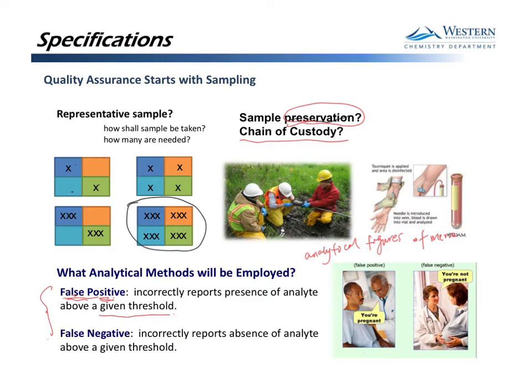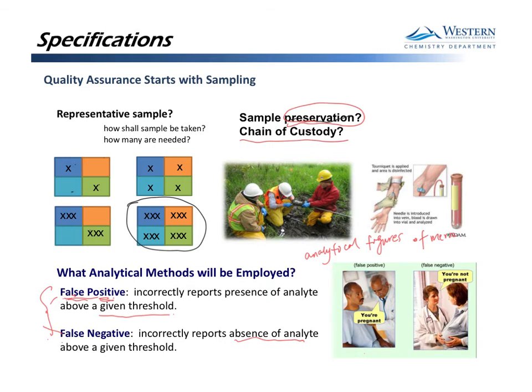Okay, so on the other side, if you see a woman who is already pregnant, but you say you didn't detect the pregnancy, so it's an absence of analyte, it's called a false negative. Okay, so you need to understand the difference between these 2 concepts.